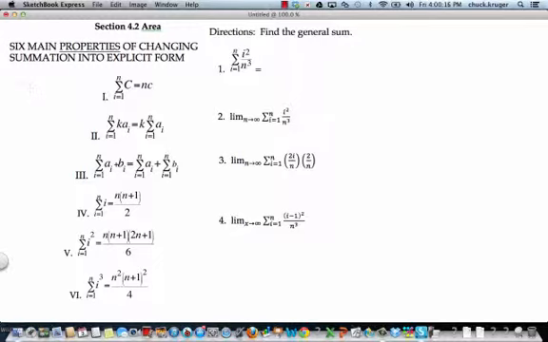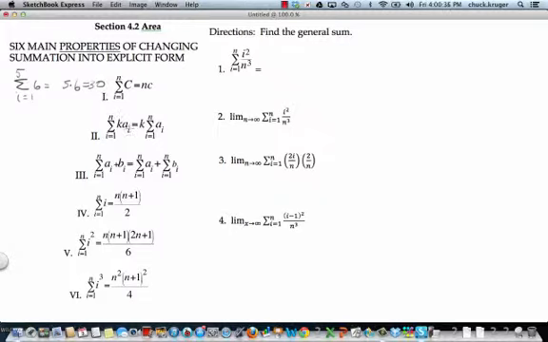So that means if I have something like this, i is going from 1 to 5, and my constant is 6, the summation of this is simply going to be 5 times 6, which is 30, because I'm adding 5 sixes in a row, and that's going to give me 30.